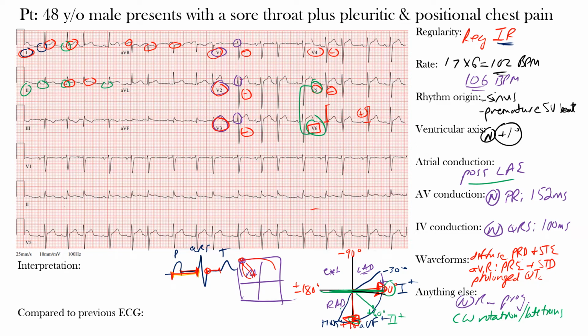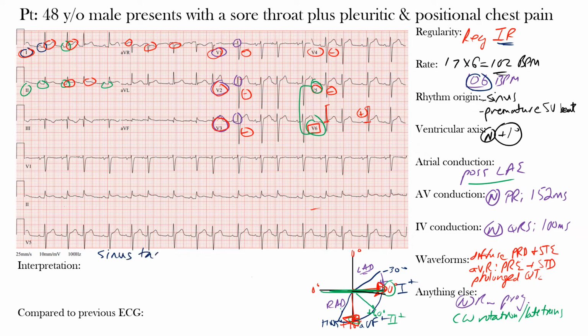So let's write some of our findings here, okay? So again, we have a sinus rhythm, a fast rhythm that's occurring at 106 beats per minute. So we call this sinus tachycardia, okay? And we also mentioned that we have these premature supraventricular complexes that we notice in those third beats. We also said that there's possible left atrial enlargement.